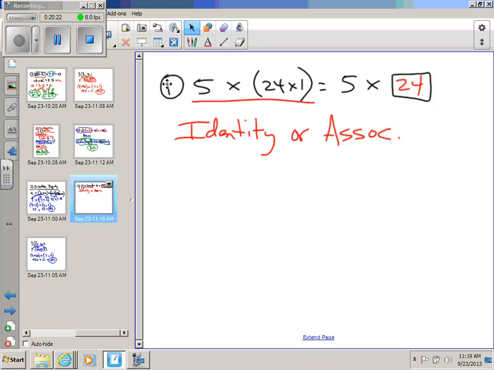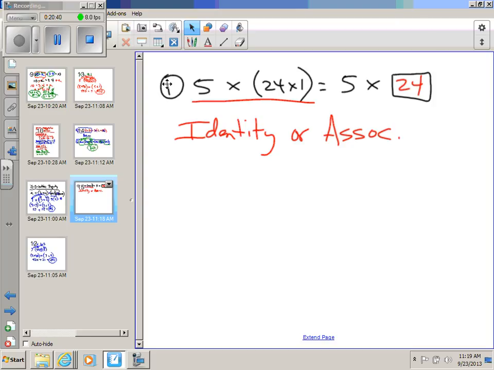Numbers 5 through 10. Evaluate each expression given that P is equal to 4.5, Q is equal to 12, and S is equal to 20. Let's hold off on that portion. Let's do this.